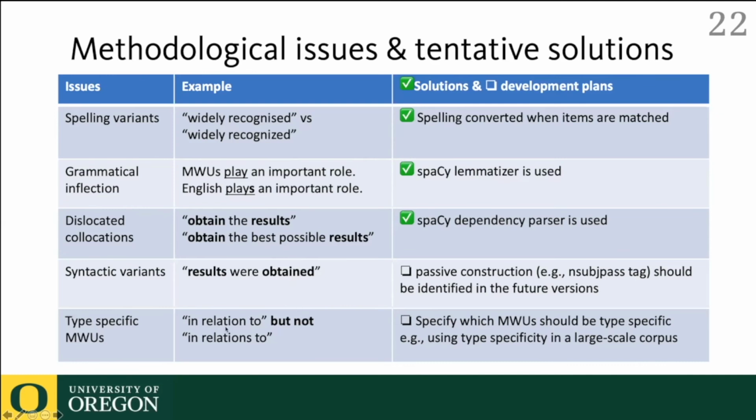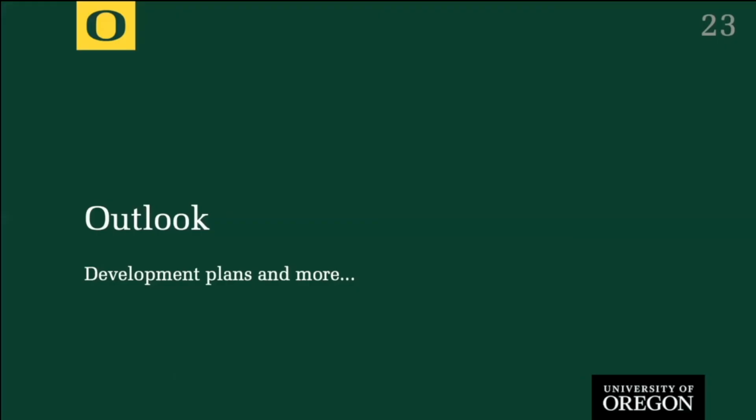The last one, a little tricky, is that sometimes multi-word units are type specific. For example, "in relation to" but not "in relations to", in which case we need to specify which multi-word unit should be the type-specific one rather than variants. So I need to specify these using some corpus analysis in the future.